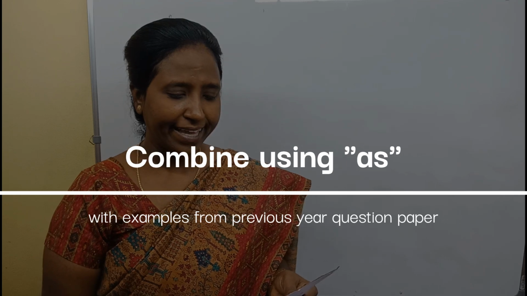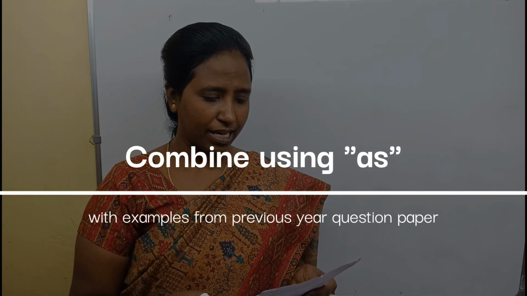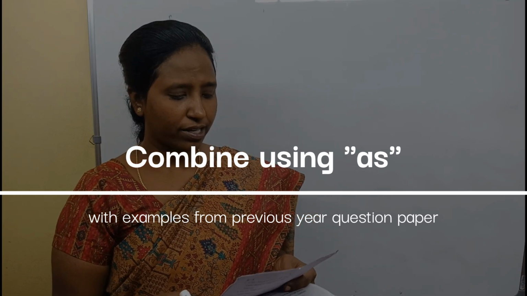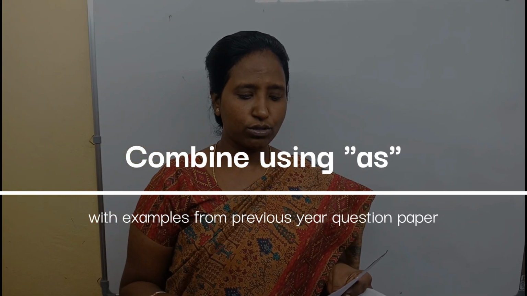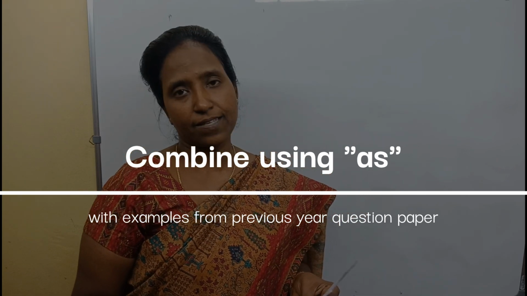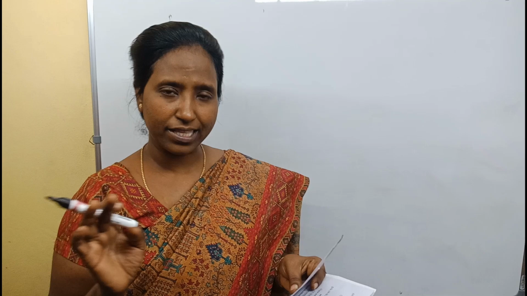Now we move on to the next model. Okay, they create a good image in others' eyes. We should regularly follow them. Combine the two sentences using as. Whenever you are given as, see what is the reason. They create a good image in others' eyes. We should regularly follow them. Here, what is the reason? They create is the reason.